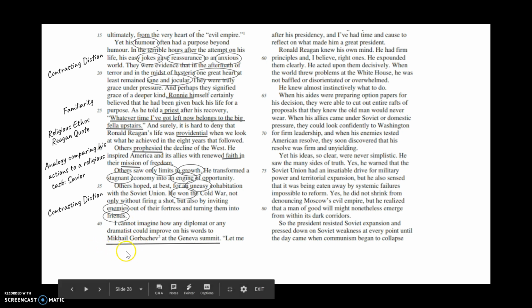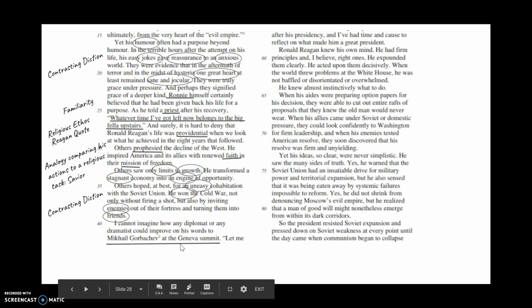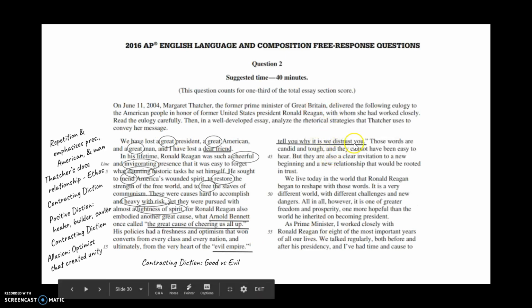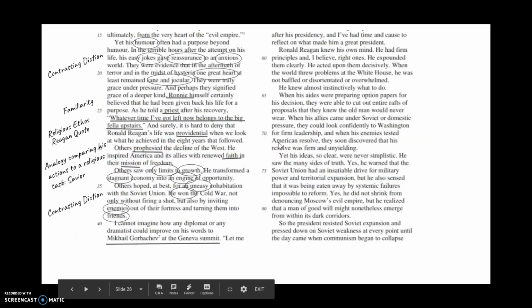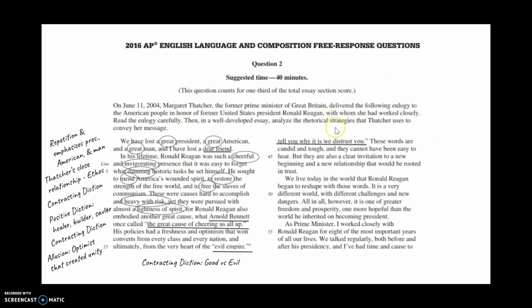Then it moves on to alluding to Mikhail Gorbachev and the Geneva Summit. And so again, we go to our footnote. Gorbachev was the leader of the Communist Party of the Soviet Union from 1985 to 1991. And so with this allusion, oh, I see what's happening. We're going to go back to the top of the next column where it says, I'm sorry, I got a little lost. So it says, "Let me tell you why it is we distrust you." And so the allusion is alluding back to a very important time in history, which is the Cold War. And so she's shifting into bringing in this historical element.